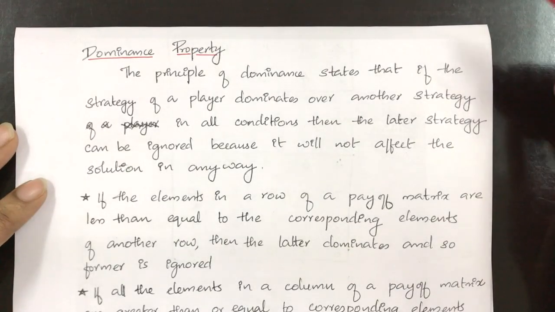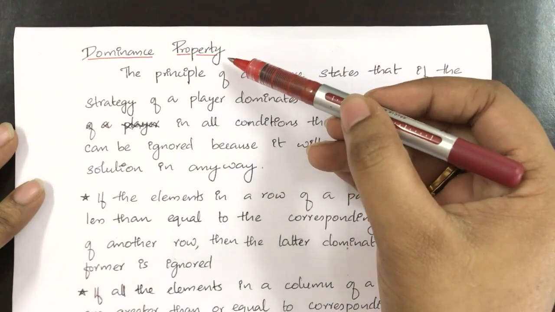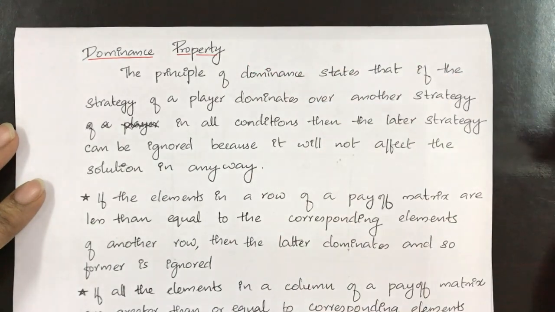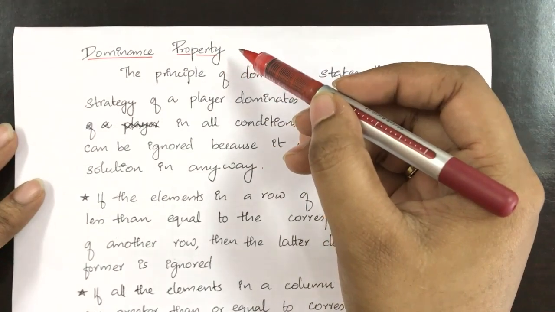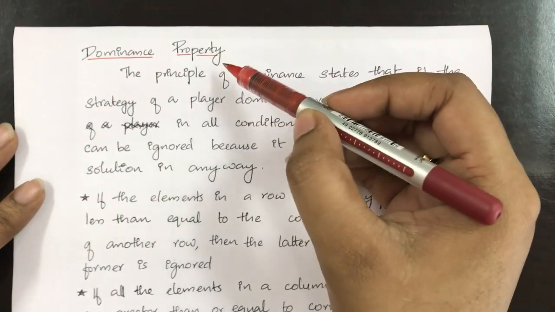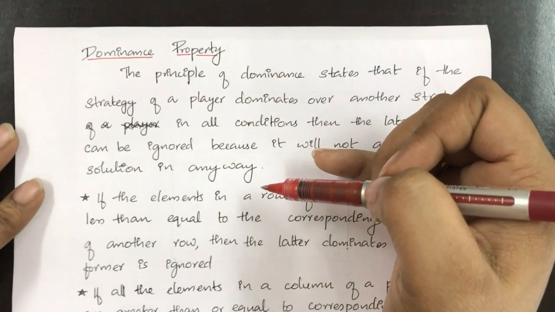Welcome back. This is a continuation of game theory. The next topic we are going to discuss is the dominance property. By applying the dominance property, we can solve a game. If the problem has a saddle point, the dominance property itself gives the value of the game.